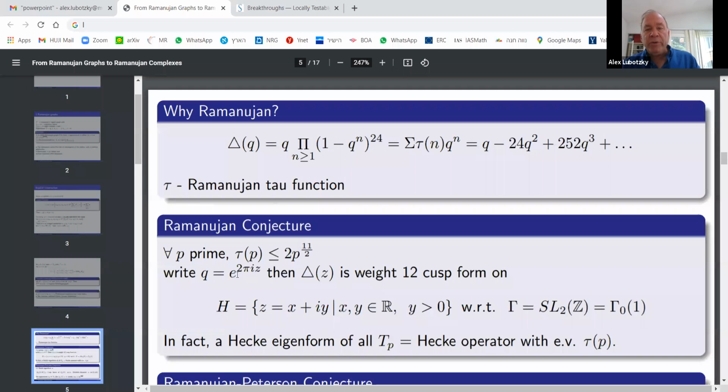Well, we all know the Ramanujan function, the product q times the product over all n of (1 minus q to the n) to the 24, which is the sum over the tau function, tau of n, q to the n, a power series. This is a famous function studied by Ramanujan, and Ramanujan made two conjectures about the tau function.